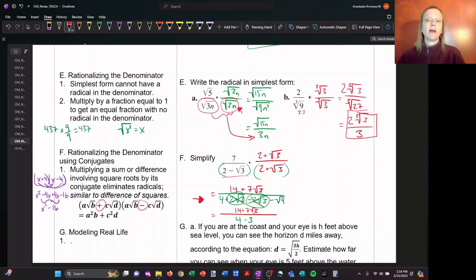Notice this can be further simplified. 4 minus 3 is just 1. And when you divide by 1, you don't do anything to the fraction. So the final answer is just 14 plus 7 times the square root of 3. So it's possible to get rid of even a more complicated fraction with a radical in the denominator that isn't by itself. It's being added to or subtracted from another value.